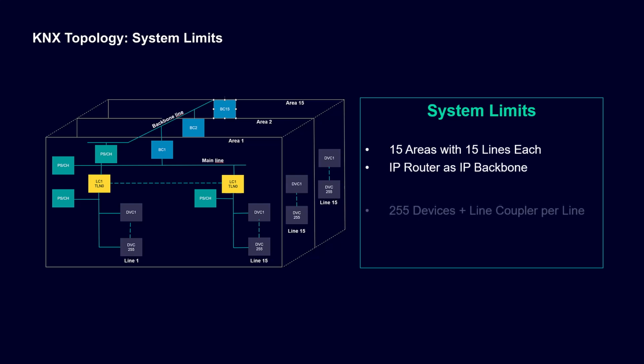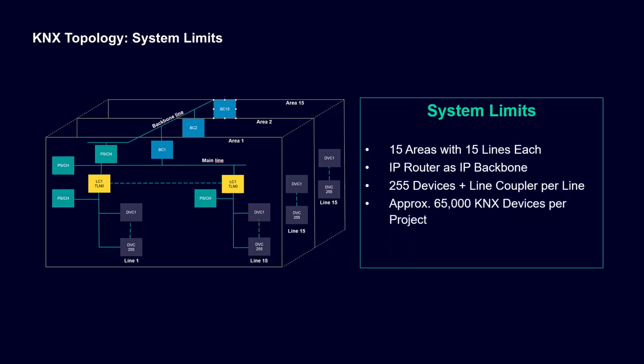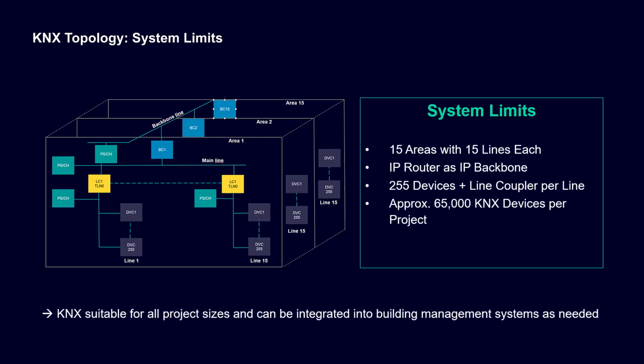Within a line, depending on the power supply used, a maximum of 255 devices and one line coupler can be operated. This results in a maximum device count of over 65,000 devices per KNX project. It is clear, KNX is not only suitable for small installations, but also excellently scalable for very large and complex projects. And even if this capacity should prove insufficient, a KNX installation can be seamlessly integrated into a higher-level building management system via appropriate gateways.